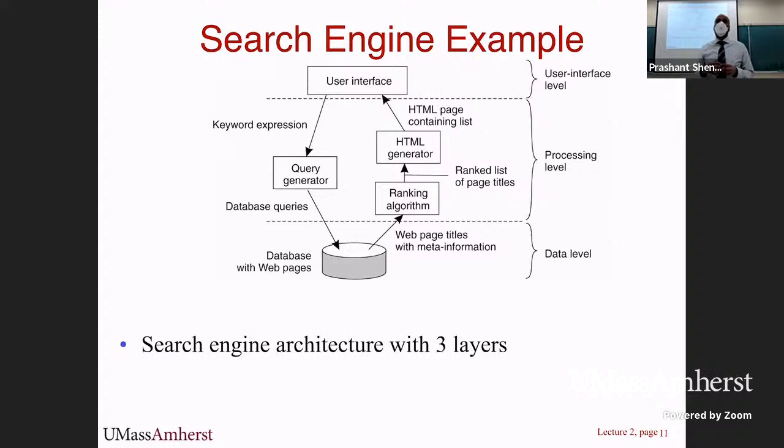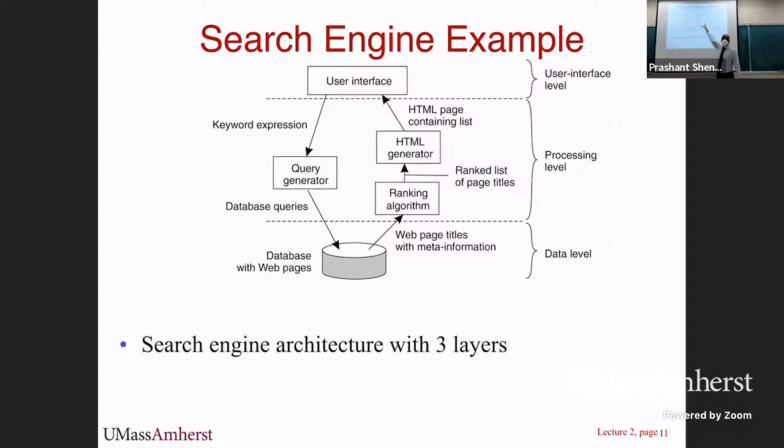Now, all of the indexing functionality is not shown here. This is just processing of a search query. This lower part, the database, is the data layer in the application. The middle part is the code, which is taking a query, issuing the query, running the page rank algorithm, generating HTML, all of that.